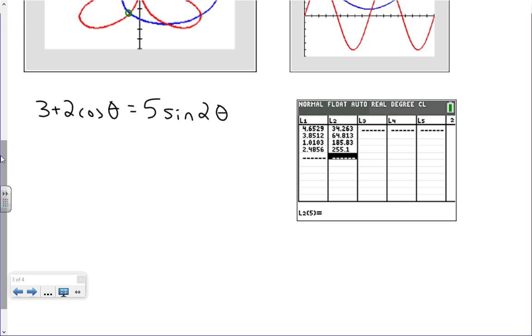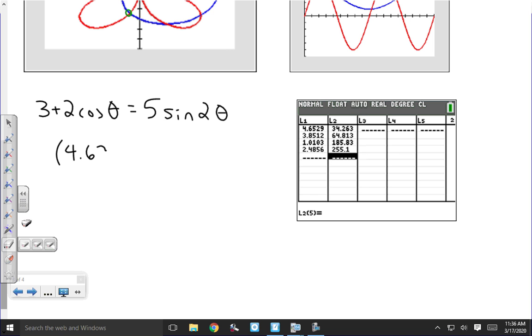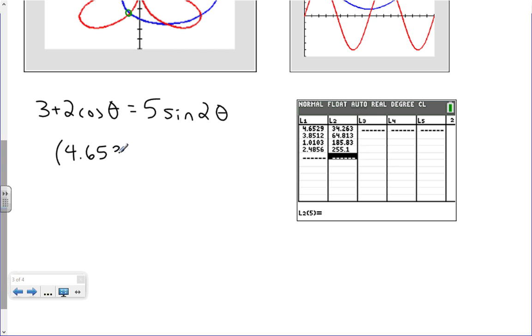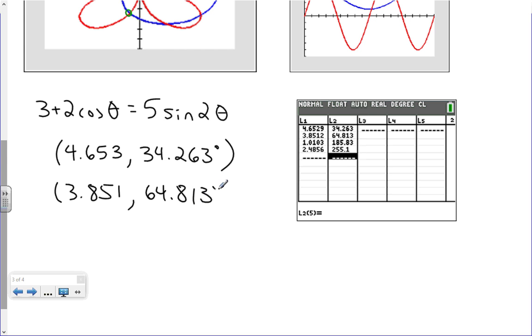They are listed over in my table, but I'm going to go ahead and write these down as r, theta values. So the r value is 4.652. I'm just going to truncate these for the sake of this example. Actually, I'm going to round it, 4.653, and then the corresponding theta value there is 34.263. I'm going to put a degree mark on there just so I recognize that's the theta value. And the next one, 3.851 and 64.813. And again, that's degrees.